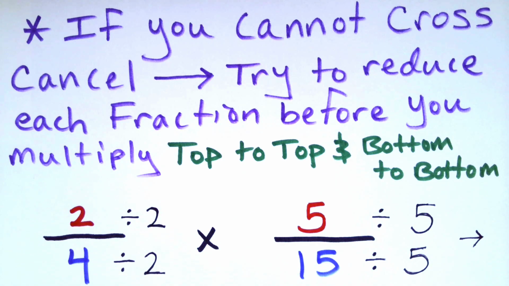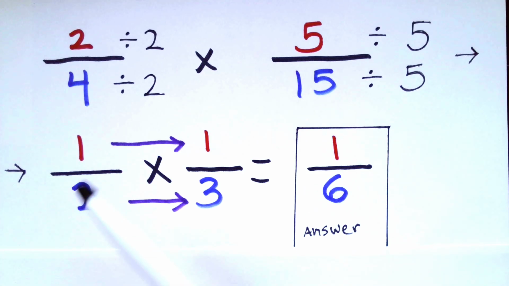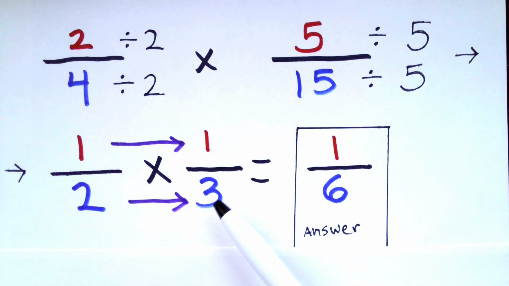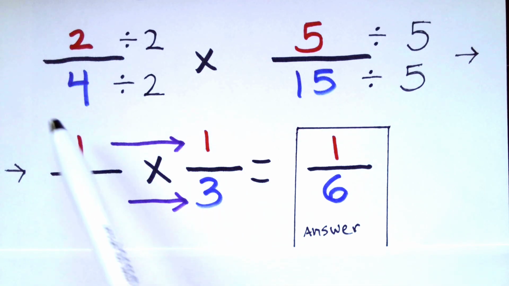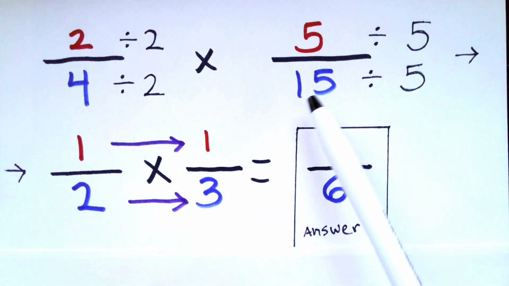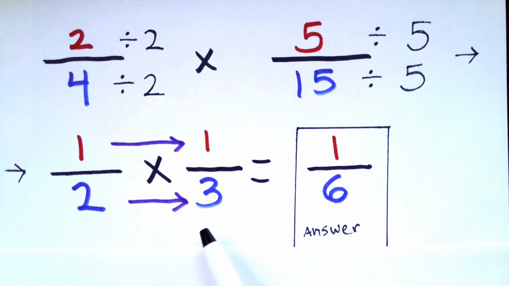So what is 2 divided by 2? 4 divided by 2 times. What's 5 divided by 5? What's 15 divided by 5? All right, if you said 1/2 times 1/3, you're absolutely correct, right? 2 divided by 2 is 1. 4 divided by 2 is 2. Times. 5 divided by 5 is 1. 15 divided by 5 is 3.